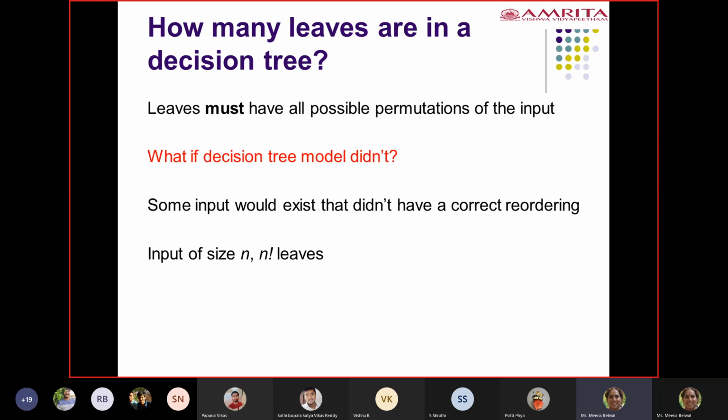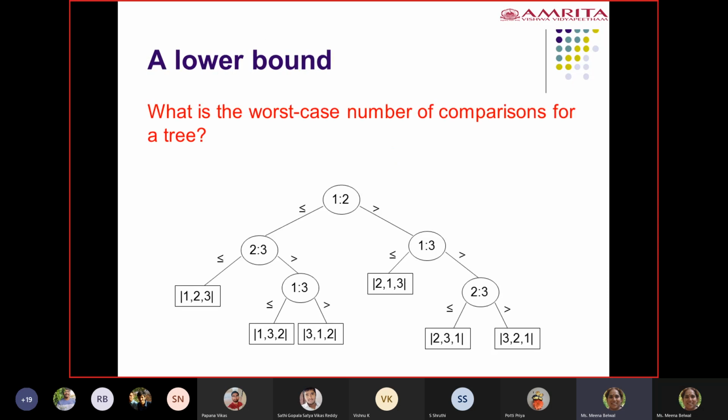Less than or equal to, we will follow the left hand side branch. Greater than, we are going to follow the right hand side branch. We can try that out, it will work. Now the question is, what is the worst case number of comparisons for a tree? That is going to give you a lower bound.